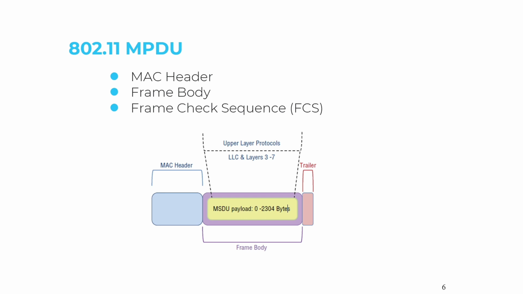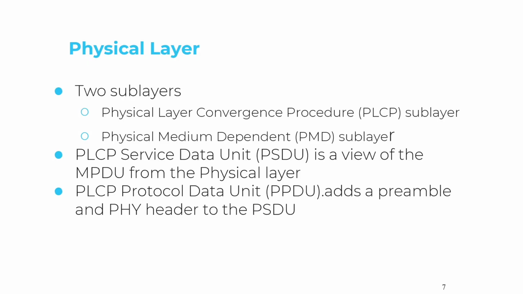MAC header has the frame control information, duration information, which we will explore later. The frame body is the component that can vary in size depending on the type of frame. Frame check sequence, think of that as an integrity check. Now let's get into the physical layer. The physical layer is divided into two sublayers. The upper portion is called the PLCP, and then the second portion is called the PMD. Now I know a lot of acronyms, but just hold on to see what they are doing.